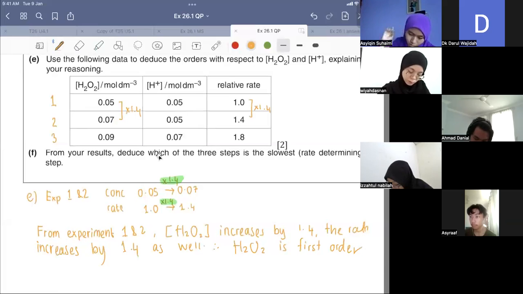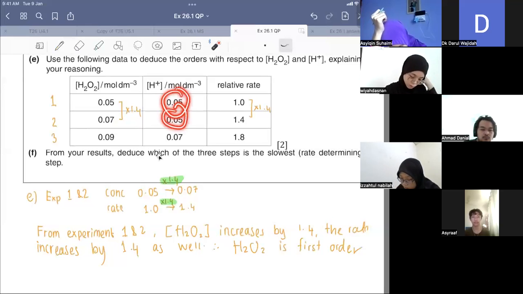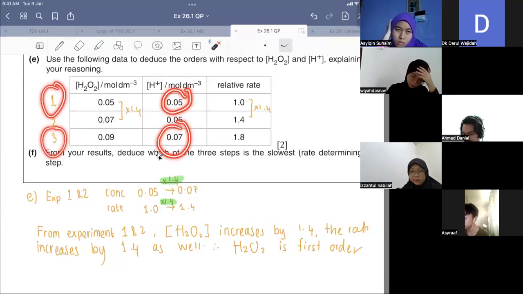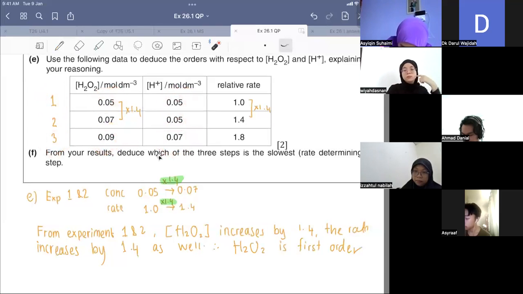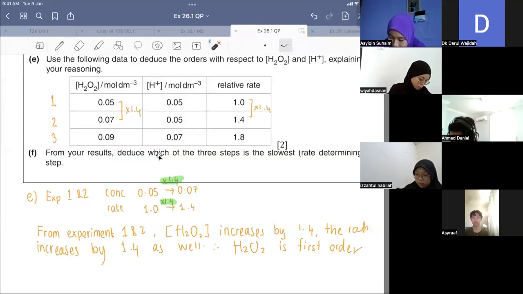Okay, the second one is the problem here. To find the order of the hydrogen ions, you cannot take experiment one and two because you're not changing the concentration of H plus. So how are you going to investigate the order of H plus? You can take experiment one and experiment three, where your H plus increases from 0.05 to 0.07. That's by 1.4, but your concentration of H2O2 is increasing as well. Okay, so this is what we call the combined factor. There is no other way, but both your H2O2 and H plus will be changed together at the same time, and you want to study the effect on the rate as you change these two values.